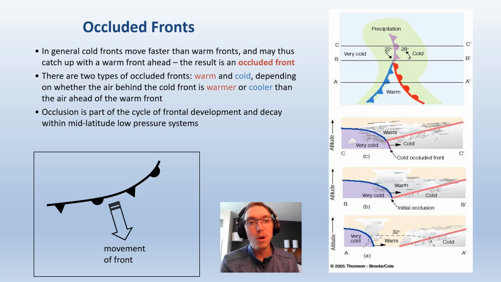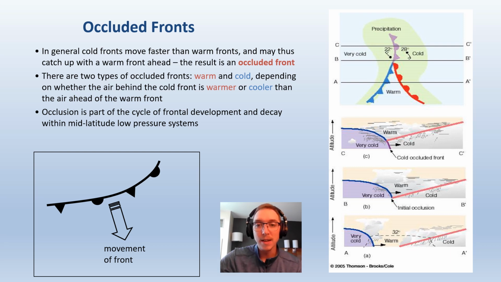And we get into occluded fronts. Now there are two types here. In general, cold fronts move faster than warm fronts, and sometimes can catch up with a warm front ahead. So when that happens, you have an occlusion, or an occluded front. There are two types, warm and cold, depending on whether the air behind the cold front is warmer or cooler than the air ahead of the warm front. The occlusion is part of the cycle for frontal development and decay within mid-latitude low-pressure systems.